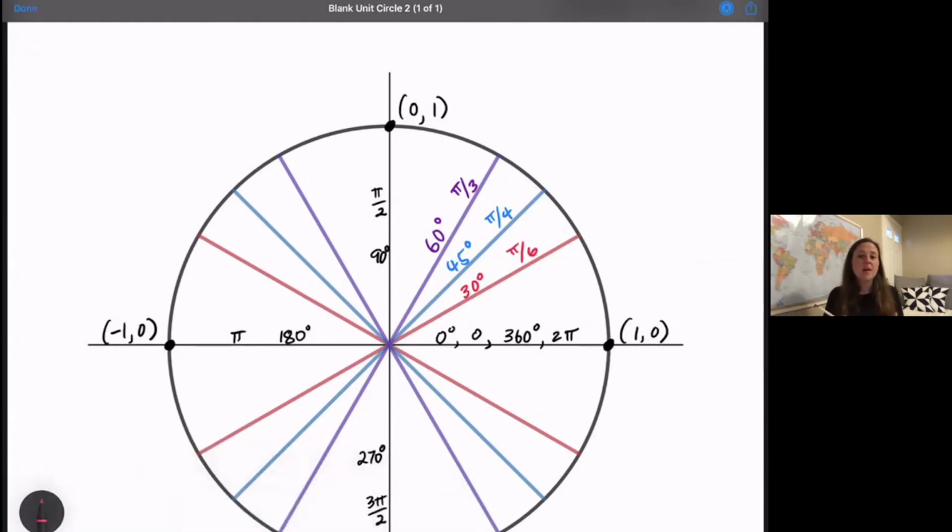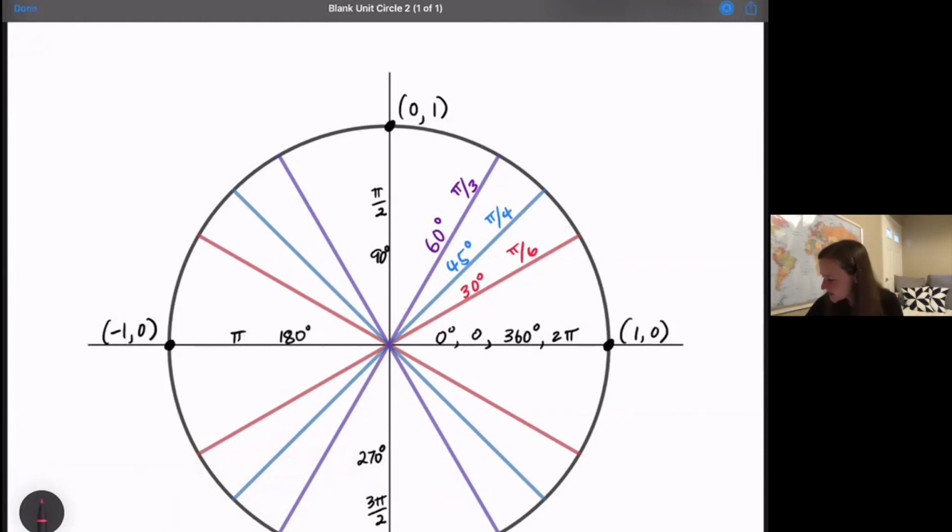It would be really helpful if you have those conversions, just 30, 45, and 60 degrees converted to radians, memorized. When I was learning this, I just remembered that for 30 and 60, I swap 3s and 6s when going from degrees to radians, and then 45 gets the pi over 4, so it kind of matches up there. And that'll just help as we're converting all these other angles.